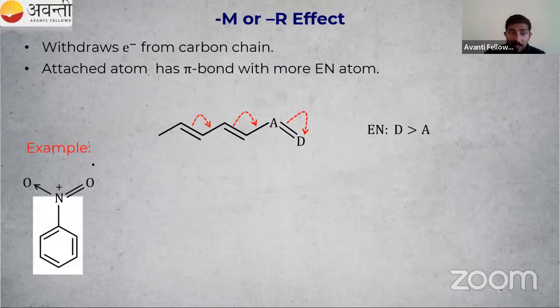Example for you, which we have studied: the NO2 group. So in NO2, what is happening? Between nitrogen and oxygen there is a different kind of arrow. What does that indicate? There is an arrow here, right? And here a normal double bond is seen. So what is the difference between these two? What does that arrow indicate?